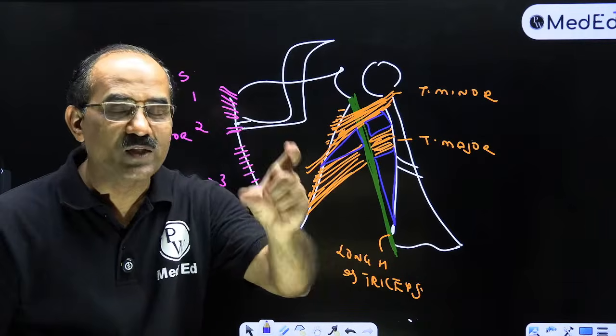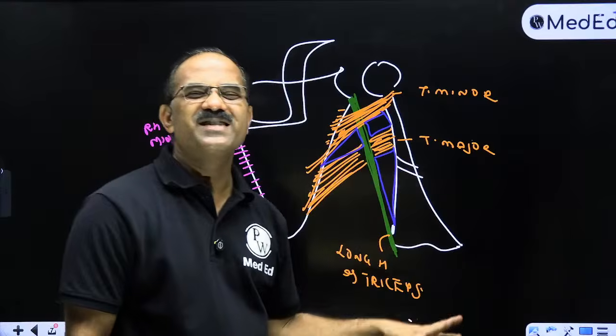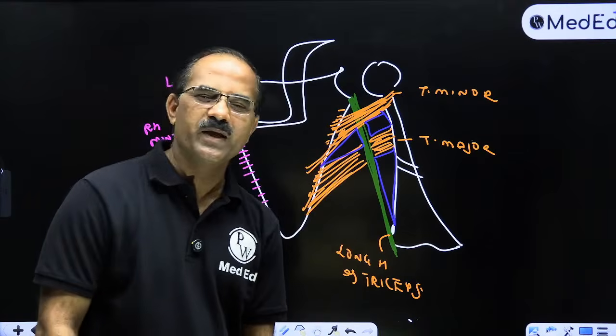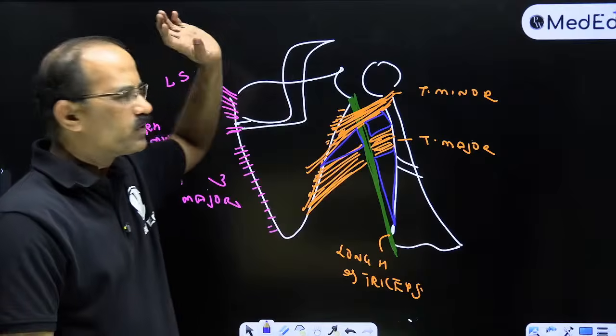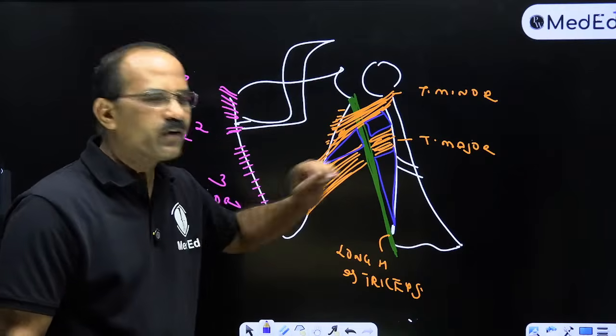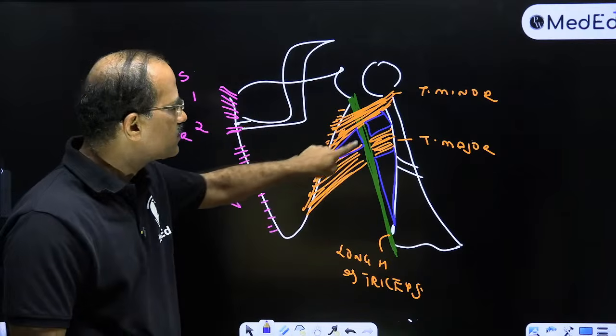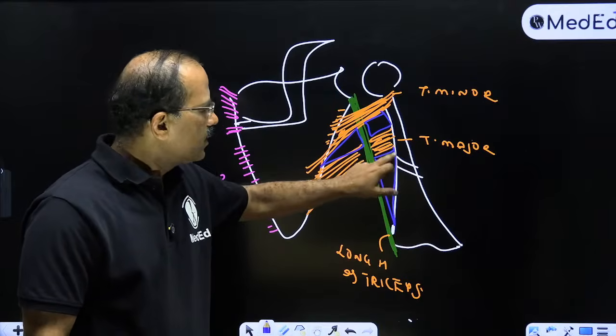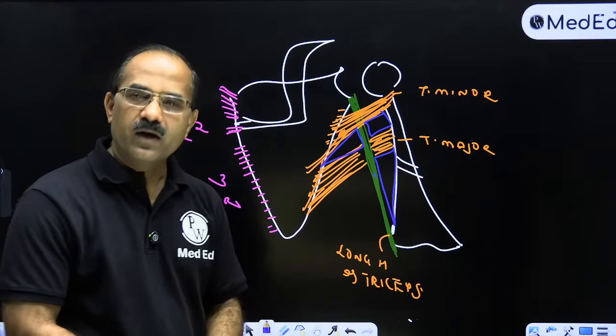बच्चों ये MCQs आते हैं. You get this as visuals also. Visuals भी आते हैं, MCQs भी आते हैं. So be very clear about this. Teres minor, teres major, long head of triceps. You get three spaces. This is the upper triangular space, the lower triangular space, and the quadrangular space.